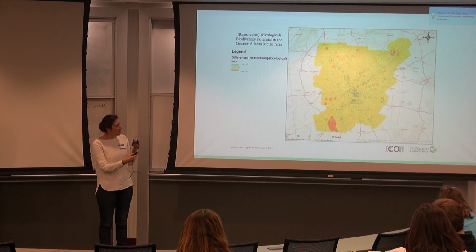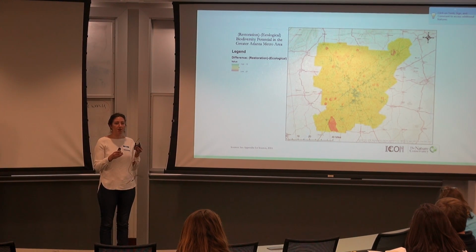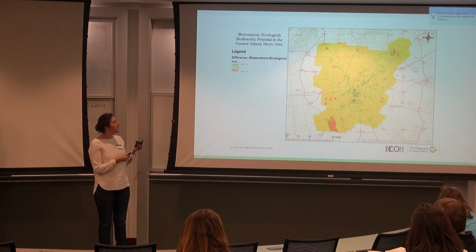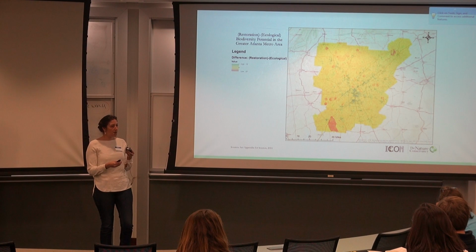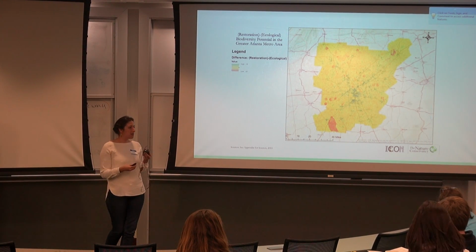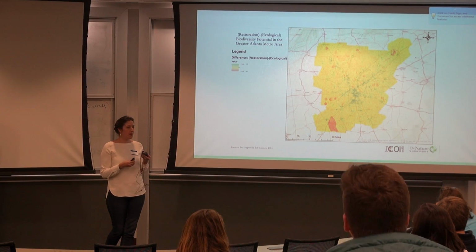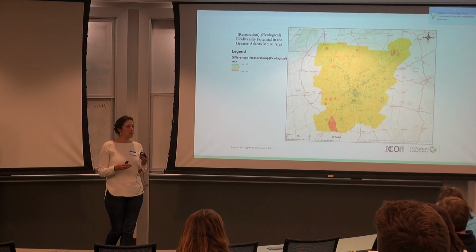So this is just one of those maps in a little closer detail. This is actually 2 maps subtracted from one another, so you can more easily see the differences between these 2 different types of scenarios. If you're trying to decide what the restoration versus ecological scenario looks like, you can more easily visualize the differences that result from those 2 different value systems.